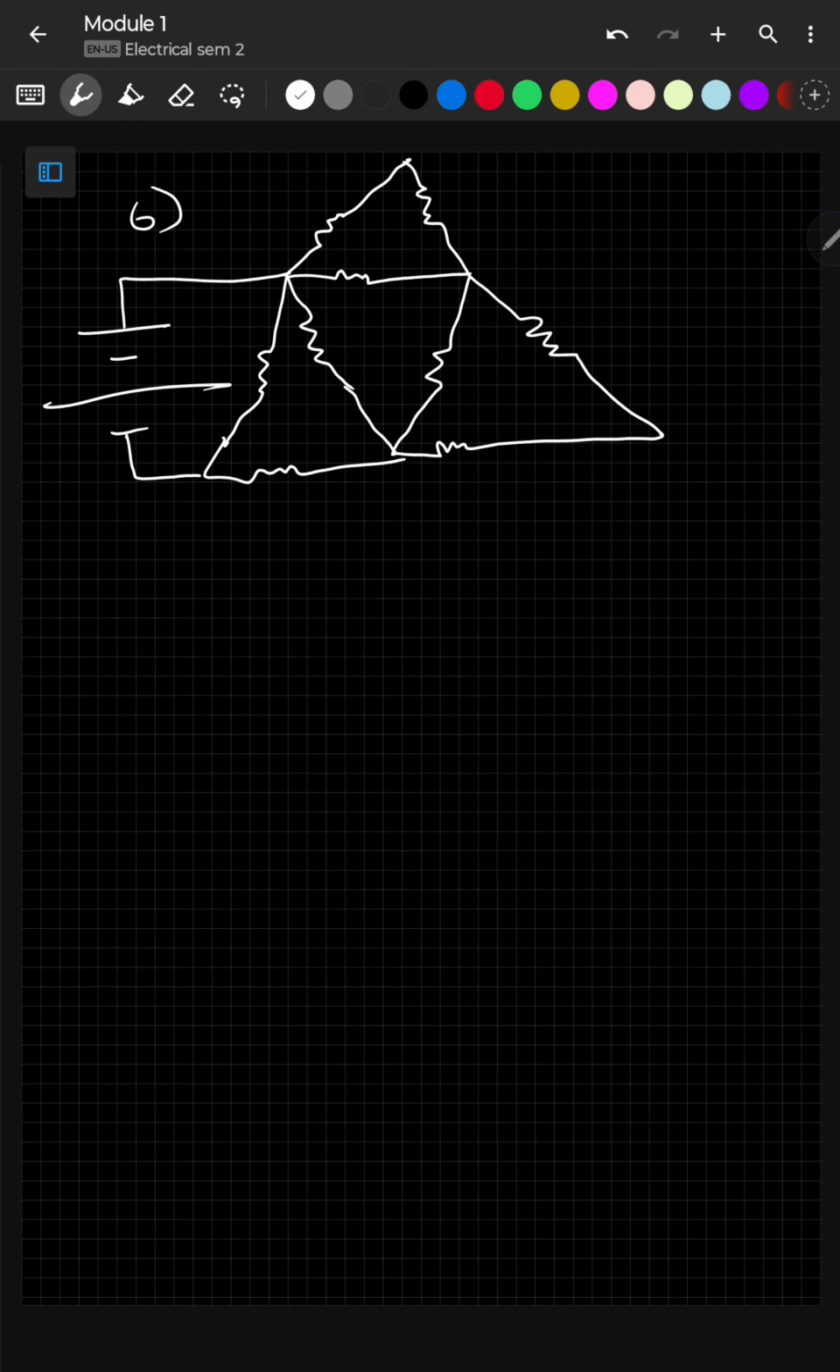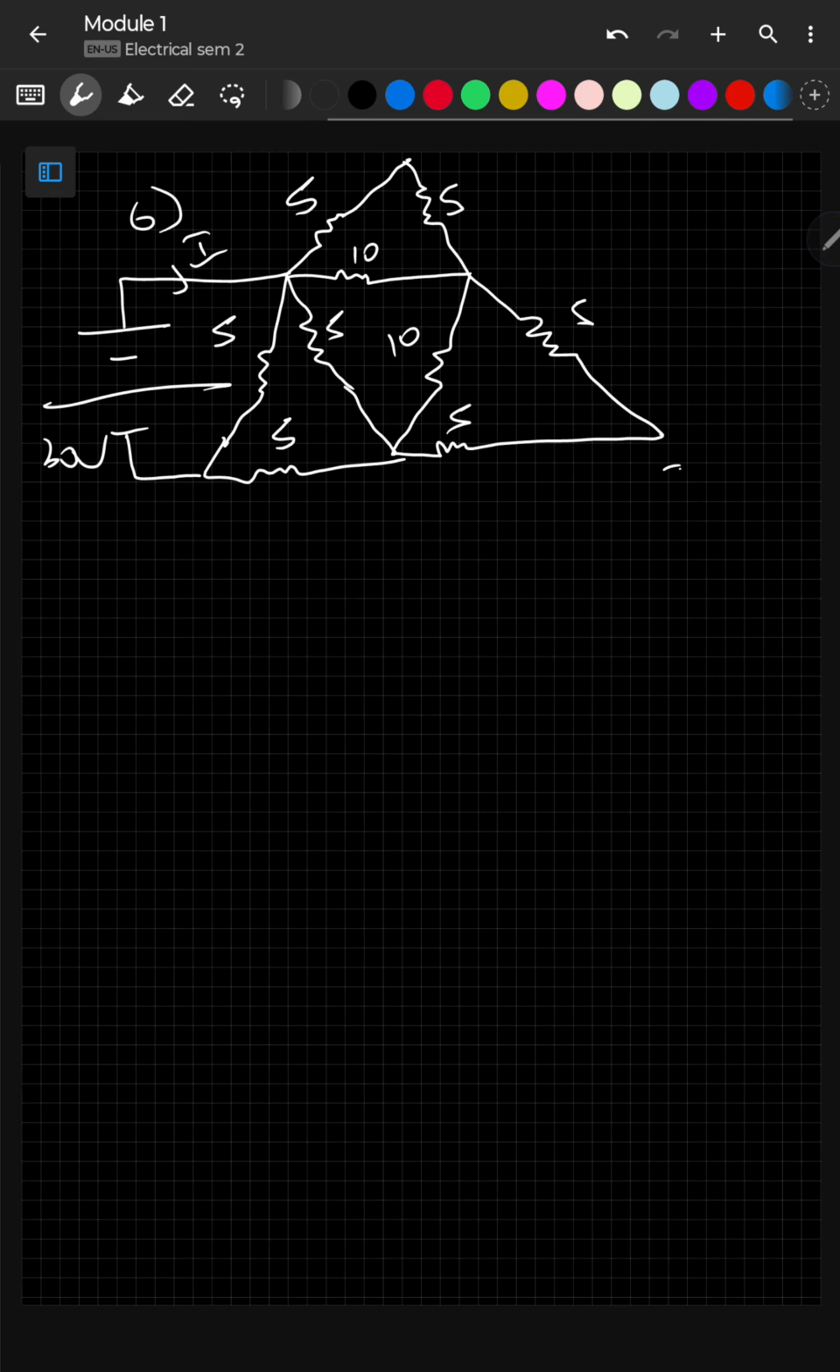This is the diagram. 30 volts. The question is to find the current flowing through it. 5, 5, 10, 5, 10, 5, 5, 5, 5. You have to find the current flowing through it. In such type of question, start from the opposite side. From this side you better start. Let's start. Slowly we'll analyze.